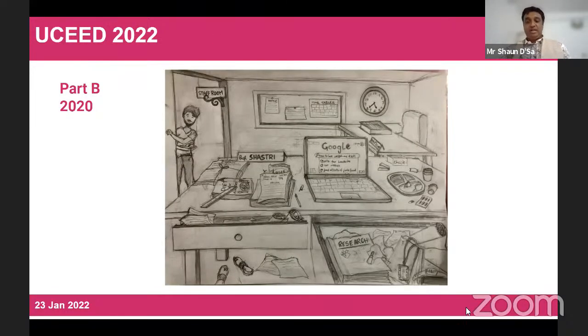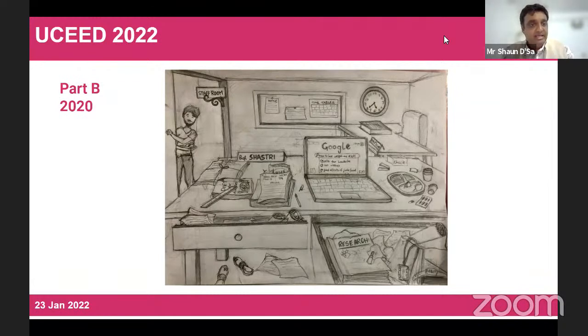So this was a 2020 paper. You all can read the paper, what's the question online, but just a quick example of what is done.